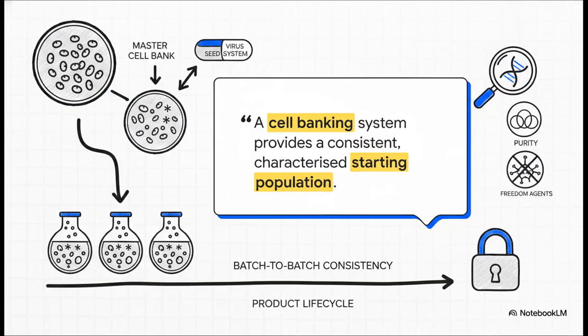Now, what's really interesting about this slide is that you can't just scoop up random cells for a $1 million gene therapy batch, right? To solve all that inherent biological variability, a rigorous cell banking system, which is split into master and working cell banks, provides a consistent, characterized starting population.